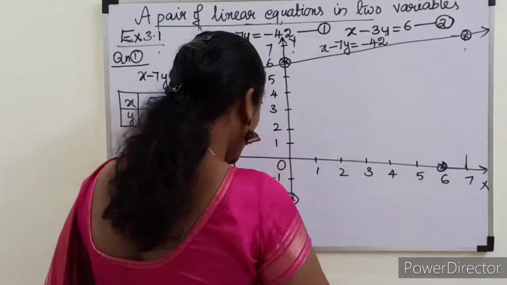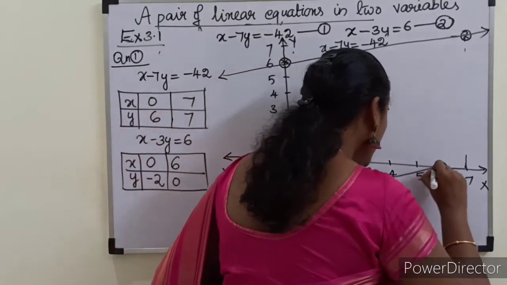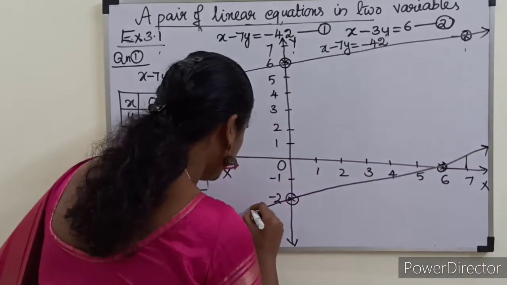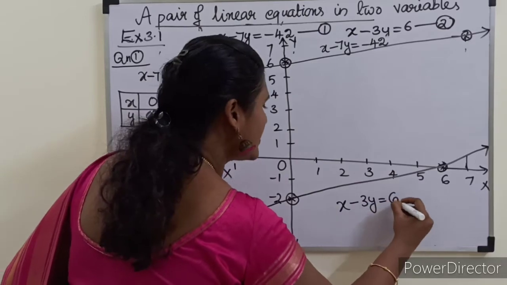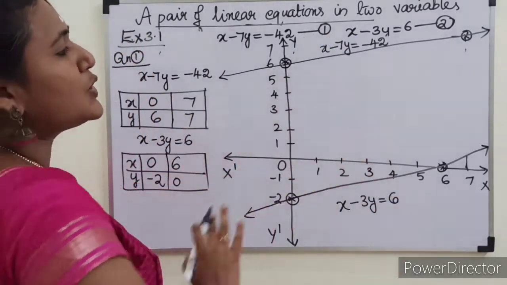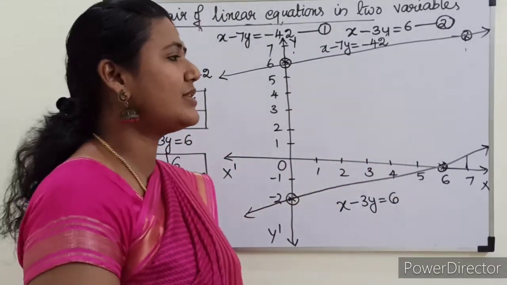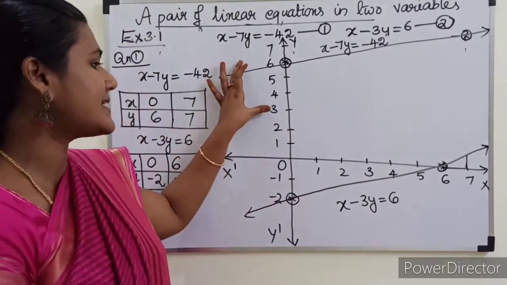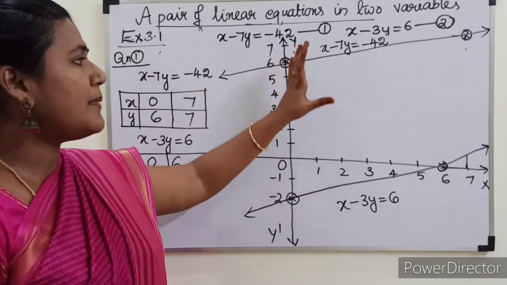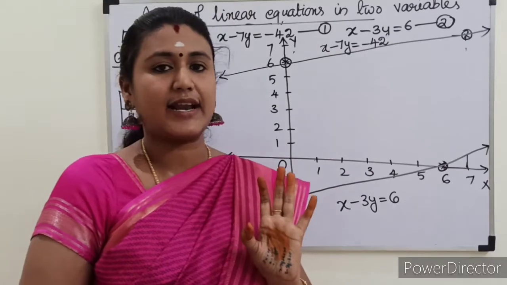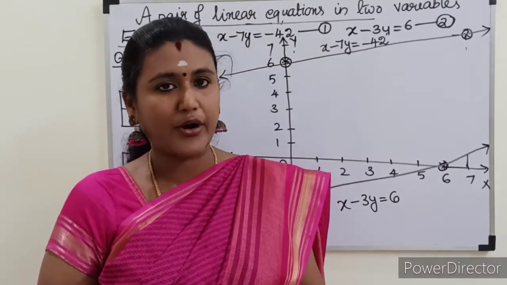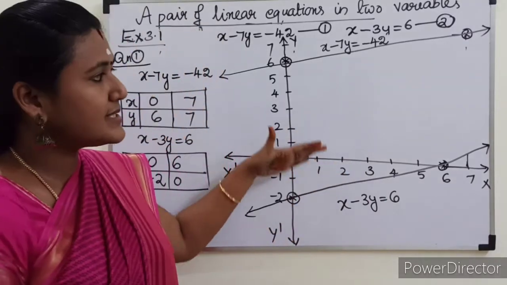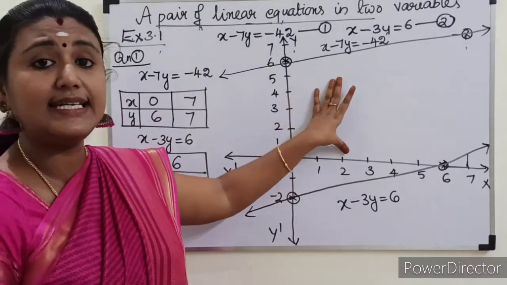Now we are going to join these two. So this is the equation x minus 3y is equal to 6. So we got the two straight lines, the graphs of the two linear equations. Now can you tell me what type of lines these are? I already told you the two lines can be intersecting, parallel and coincident. Here, are they parallel? No, they are intersecting lines.